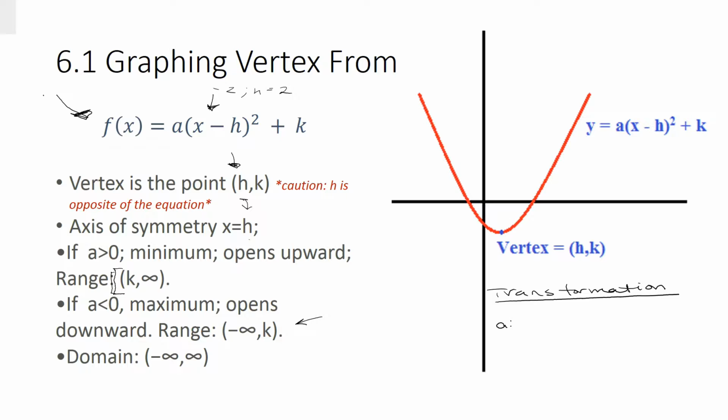So I'm going to write that over here. The transformation, if it opens down, is called a reflection. Now the other thing that you need to know is compression or stretch. If it's a compression, that means that it's going to become more narrow, something like this. And that's going to happen when a is greater than 1 or less than negative 1.